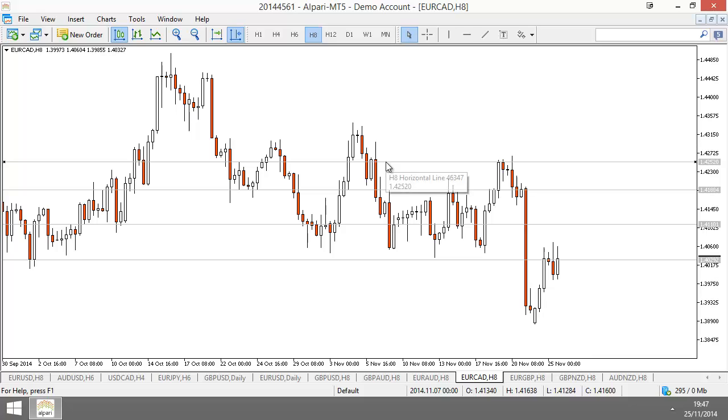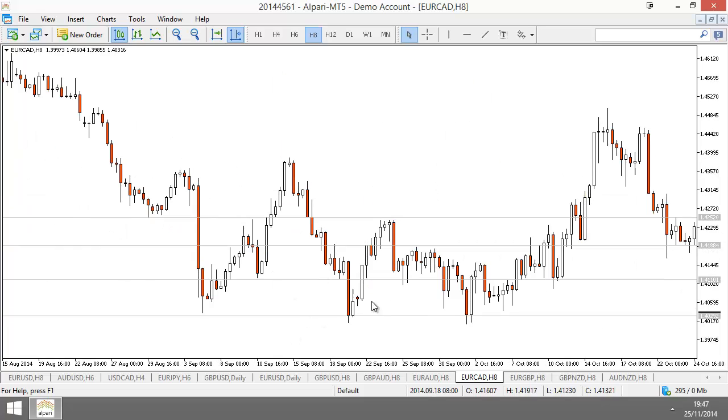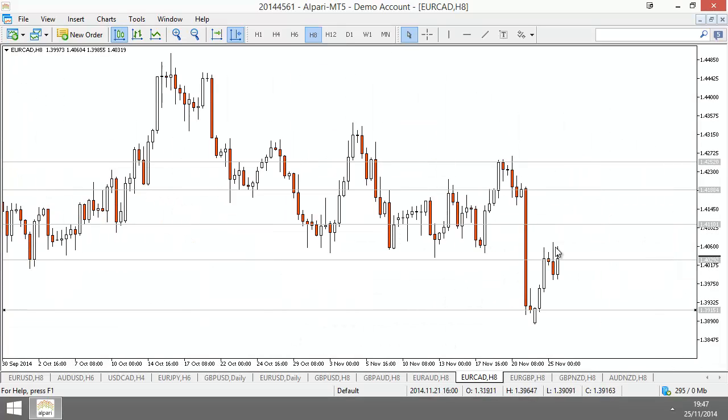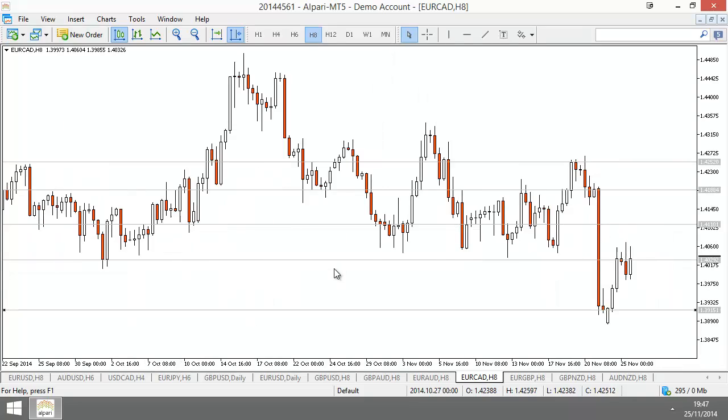Hmm. I want to place something down here. Oh, yeah, that lines up nicely. Never mind. See those two bounces there? Remember, recent data is the most important. That is something you always have to remember. Recent data is the most important.